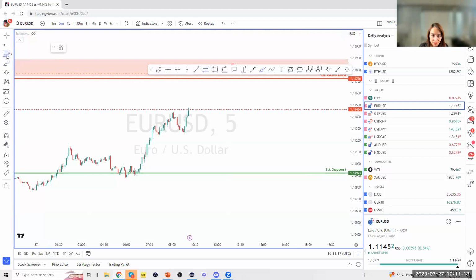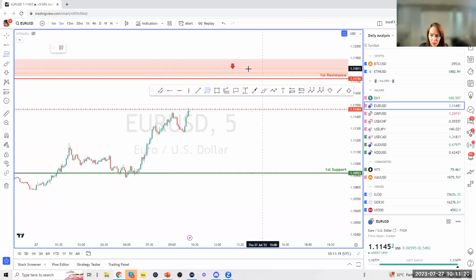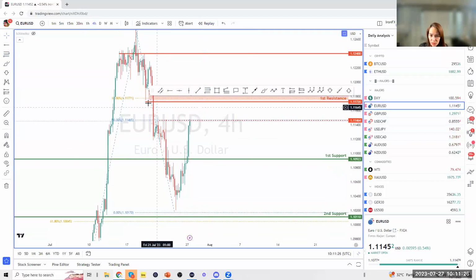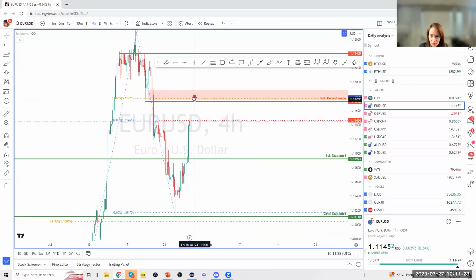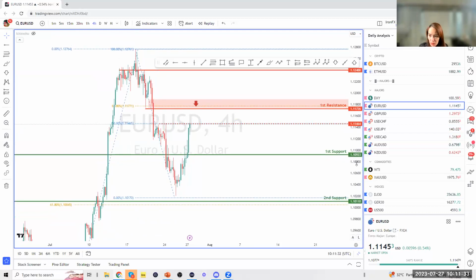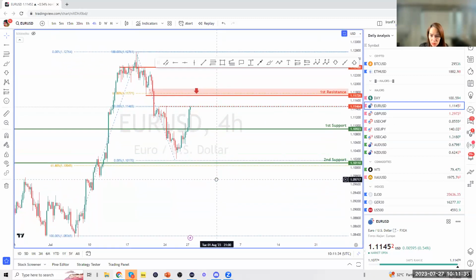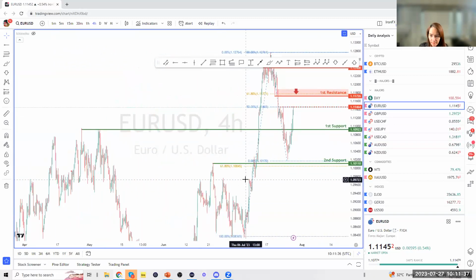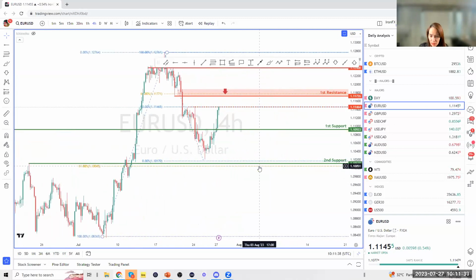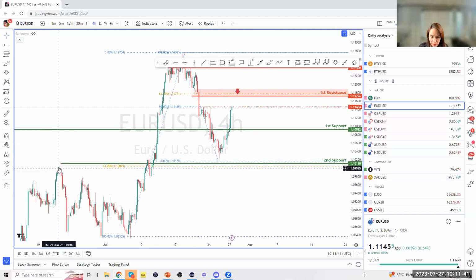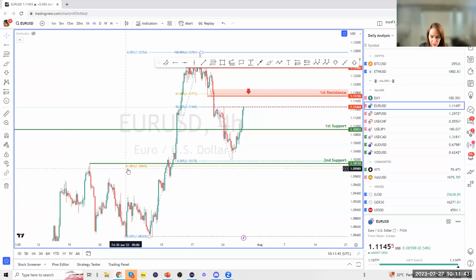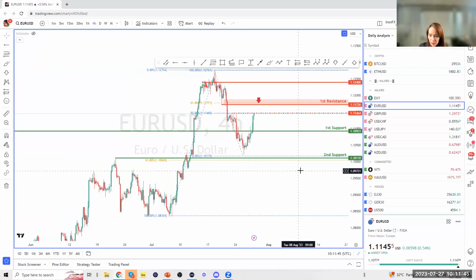But to me, I still prefer this first resistance here. I'm still waiting for the price to come here and then I will consider to sell, at this zone here. Okay, so now it's just the 50% Fibo level for EU, and then this is my support, and this is my second support, which is 61.8% here.